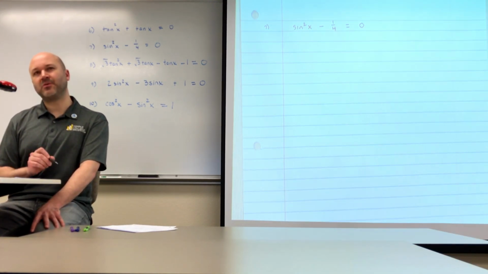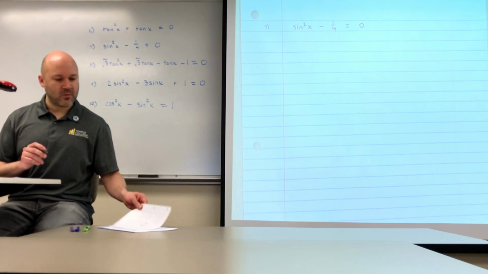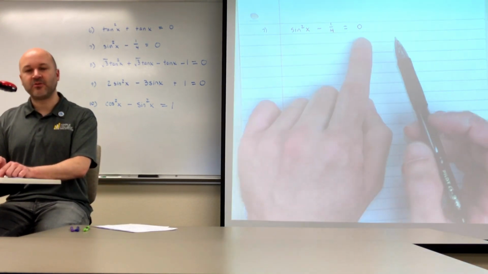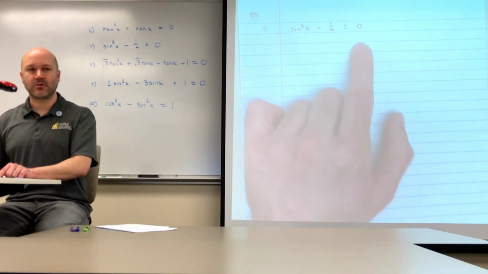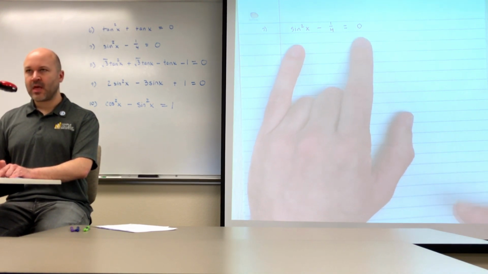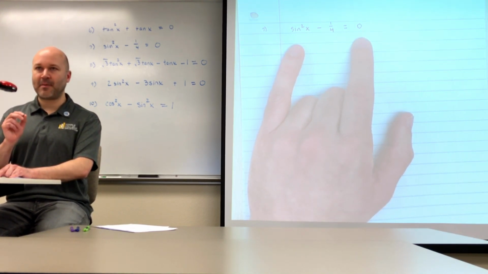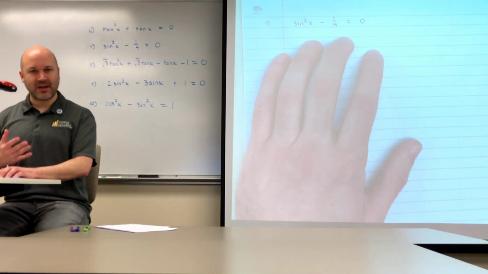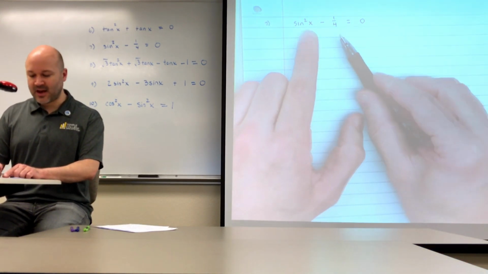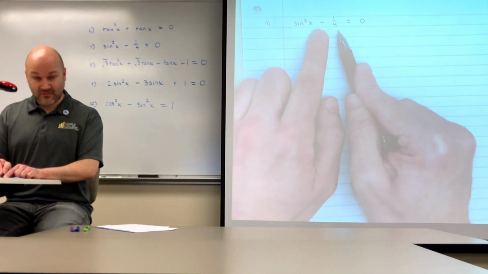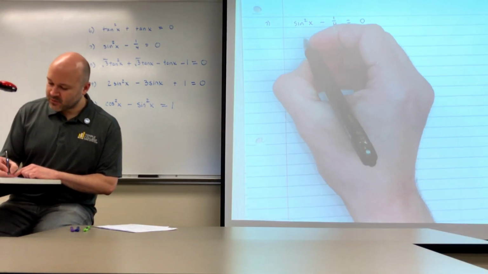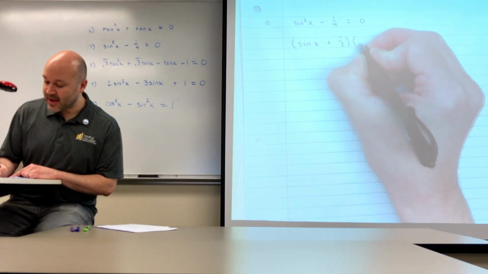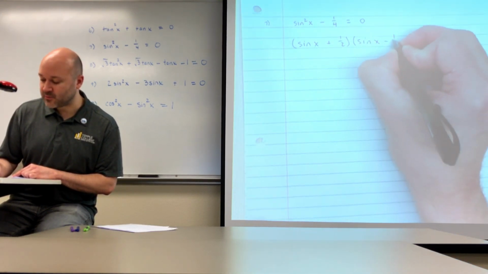Now I see two different ways we can handle this. Because there's no linear term, I could move the 1/4 to the other side of the equation and square root both sides using the square root property. I have a lot of students, though, that will forget about the positive and negative result. So I'm going to stick within this factoring mindset. On the left-hand side, I have a difference. I can always factor that. I've got the difference of two squares. So this will factor into a factor of sine of x plus 1/2 and a factor of sine of x minus 1/2.